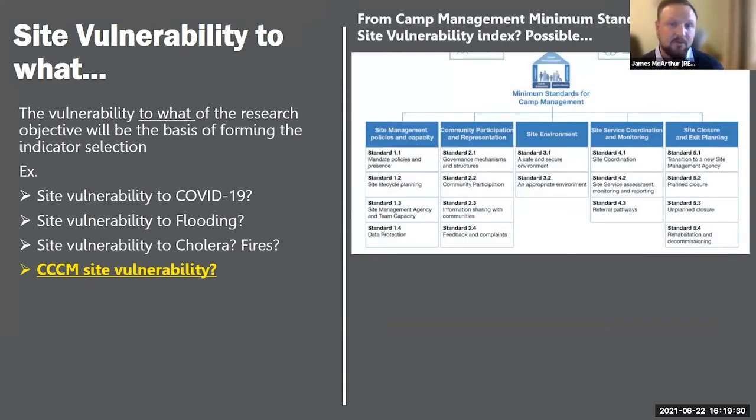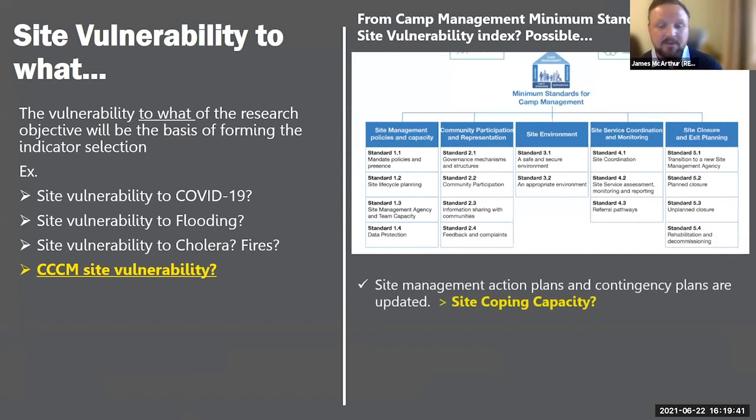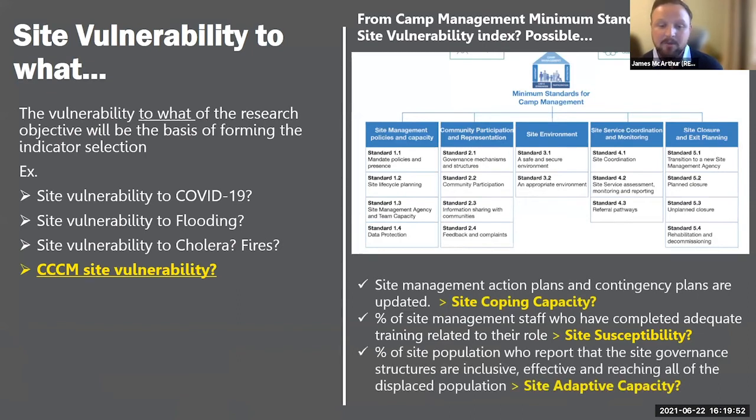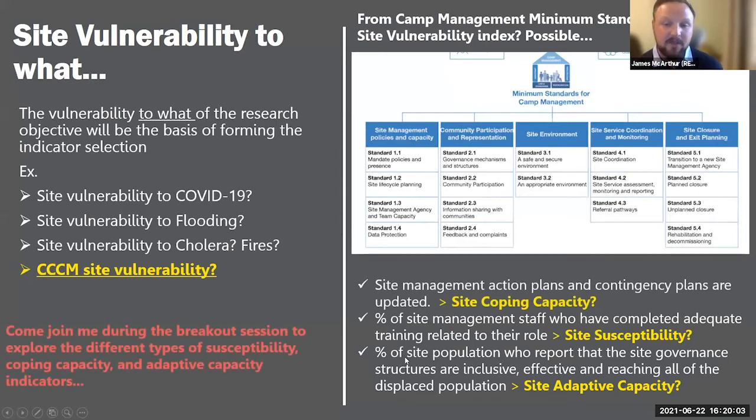And something that's also interesting to explore now with the launch of the new camp management minimum standards is, can these camp management minimum standards be translated into a CCCM site vulnerability index? Can we extract indicators about site management action plans and apply that to understanding coping capacity, or the percent of site management staff who have completed adequate training to site susceptibility, or the percent of site population who report that site governance structures are inclusive, effective in reaching all of the displaced population, into site adaptive capacity? Can we actually extract these indicators from the minimum standards and formulate them into these components of coping capacity, site susceptibility, and site adaptive capacity to understand a bit more of the vulnerability across assessed sites? I think that's something interesting to explore.